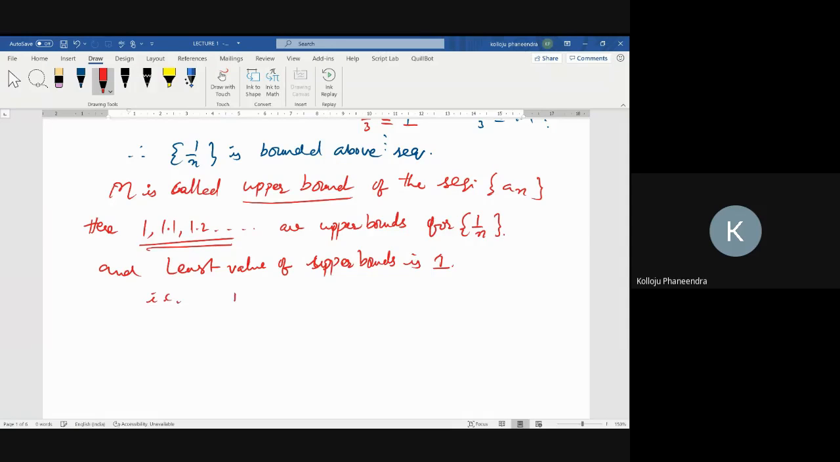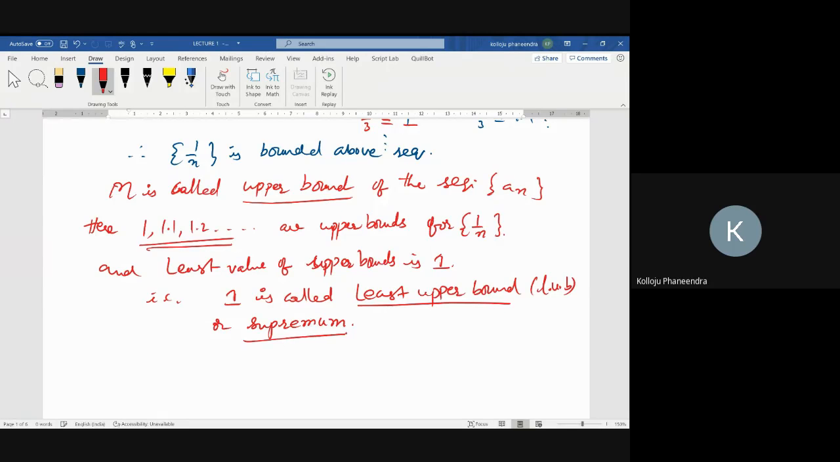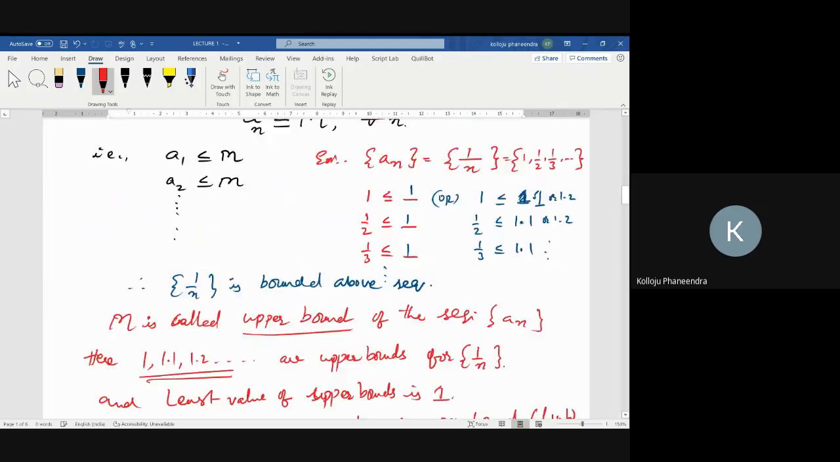Therefore, 1 is called the least upper bound. Simple notation is LUB, or it is also called supremum. Least upper bound or supremum. This is the concept in upper bound.